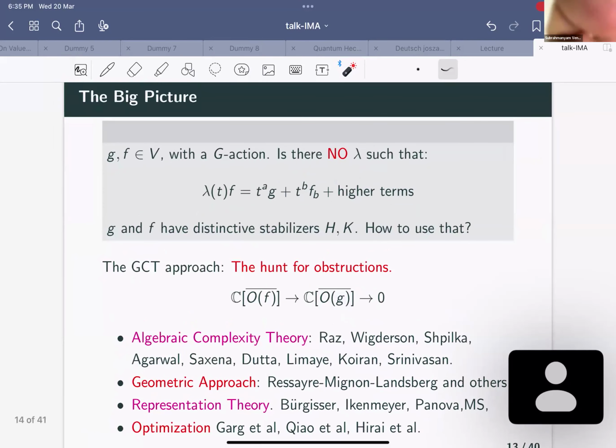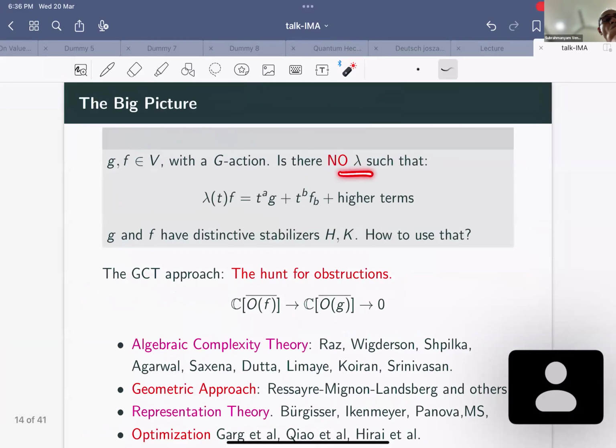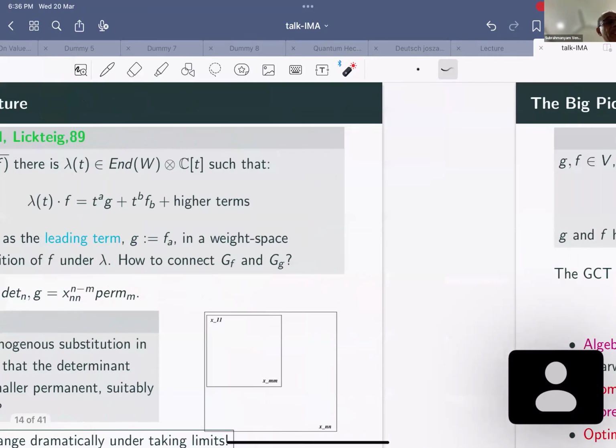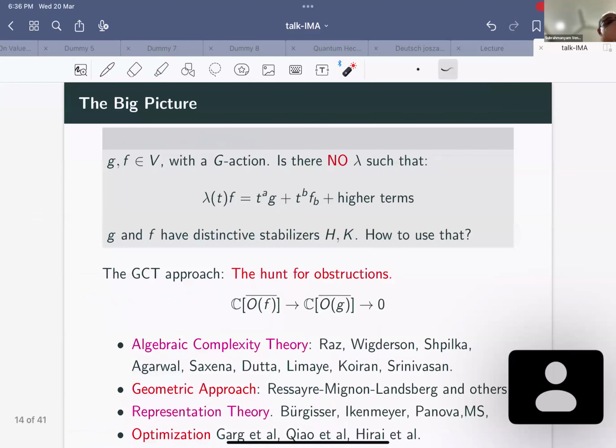So what one wants, therefore, is to show that there is no one parameter subgroup. If I want to show that g is not in the orbit closure of f, that is, that the permanent does not have a small size determinant, then I have to show there is no one parameter subgroup which drives it. My f is going to be my determinant here. My g is going to be my padded permanent, padded because I have jacked up the degree. Then there is no one parameter subgroup which drives the determinant into the permanent and picks up the padded permanent as its lowest degree coefficient in t. That is the GCT approach. So is this clear?